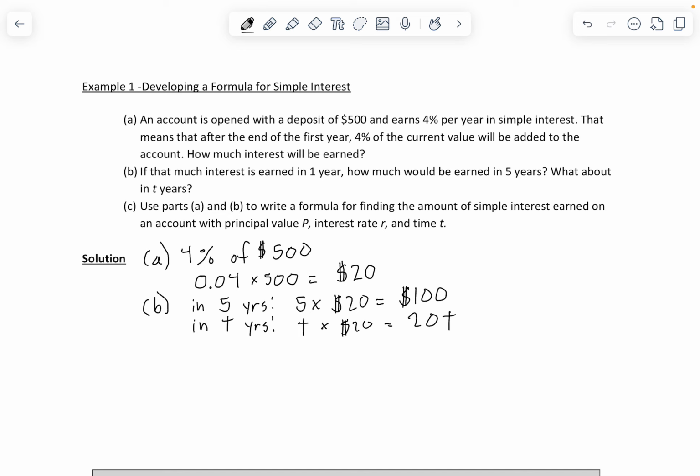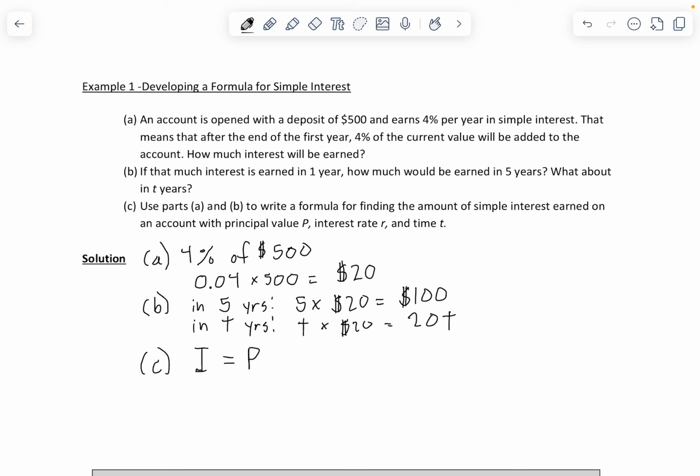All right, part C. Use parts A and B to write a formula for finding the amount of simple interest earned on an account with a principal value P, interest rate R, and time T. So in part A, we multiplied the interest rate in decimal form by the principal amount. In part B, we multiplied that amount by the number of years. So overall, we get the product of principal, interest rate, and number of years. So our equation will use I to represent interest.